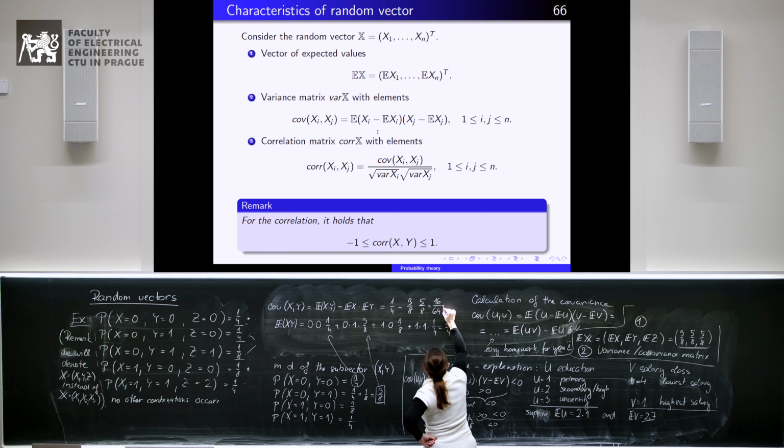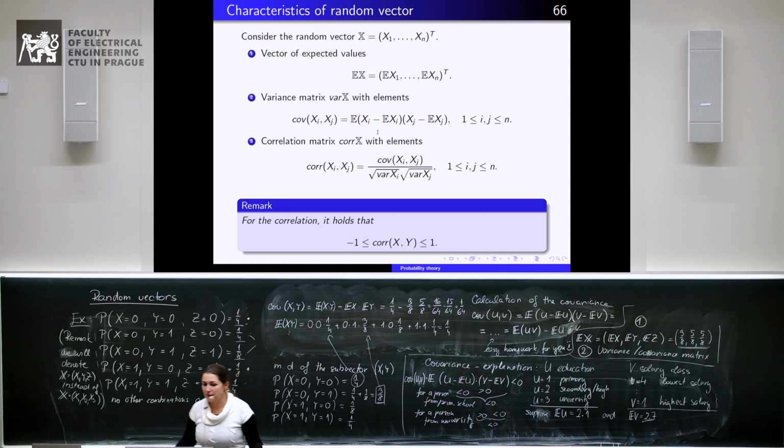Okay, I will write it in this form. So it is 1/64. Yep. So this is the covariance of x and y. And as I said, the characteristic is the covariance matrix. So in the covariance matrix, when we have the random variables x1, x2, xn, on the position ij is the covariance between the ith item and the jth item. So it means between the ith random variable and the jth random variable.